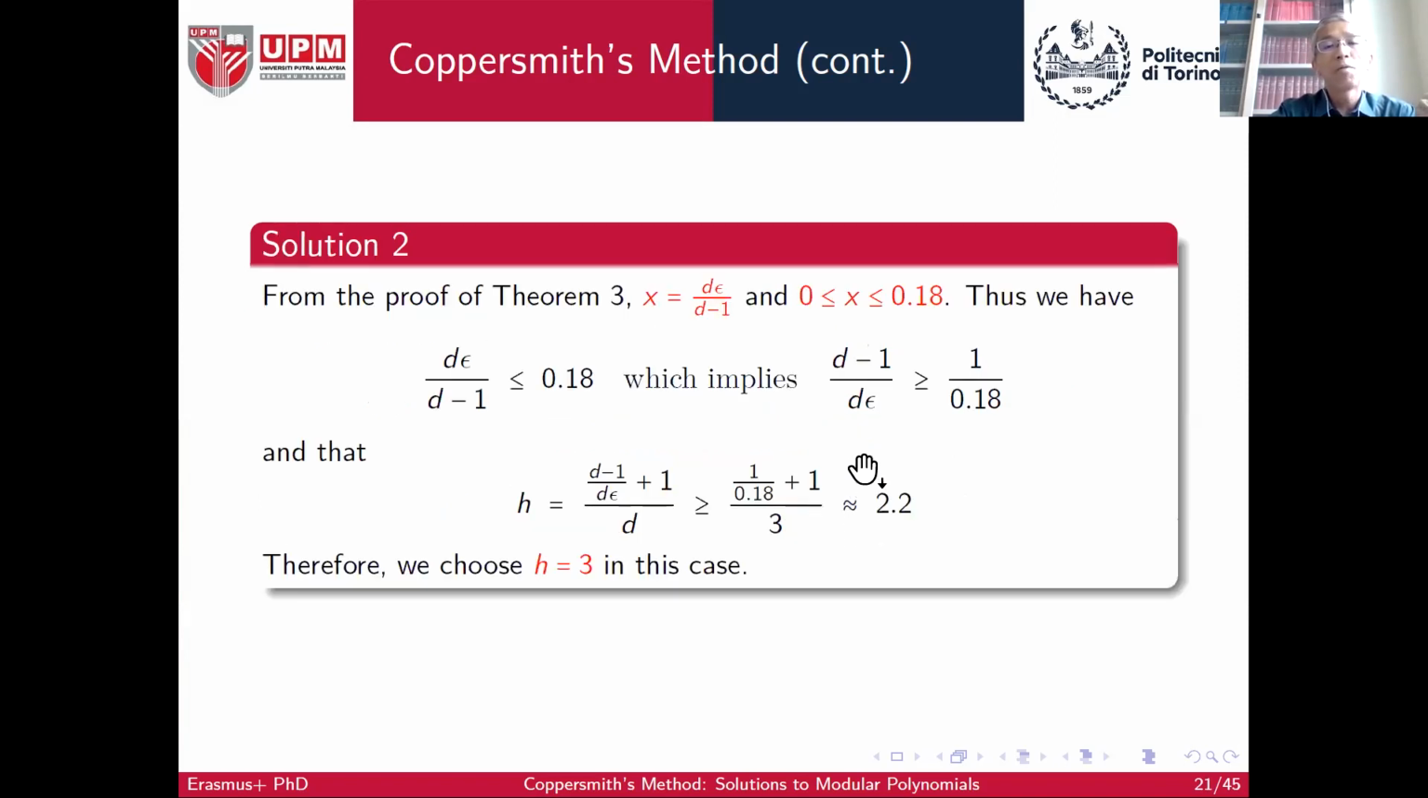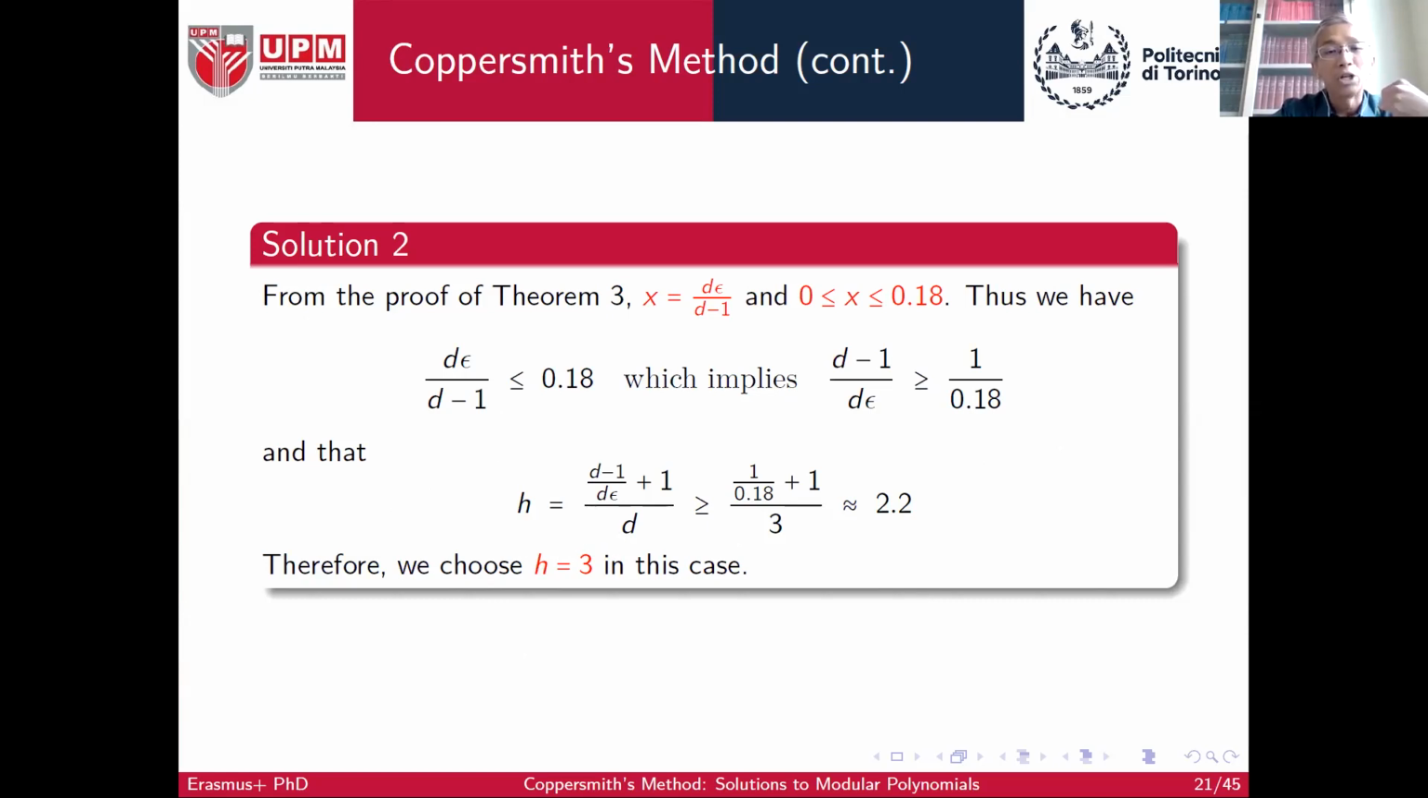Now from the proof of Theorem 3, if you still remember the two parts that are highlighted, for the X and the 0.18, using these two facts we have this next condition. Since d epsilon over d minus 1 is at most 0.18, taking the reciprocal, d minus 1 over d epsilon is at least 1 over 0.18. If we apply the h formula, which was also highlighted previously, we notice that h is at least 2.2. Since h must be an integer, h equals 3 will be a suitable choice in applying this Coppersmith method.